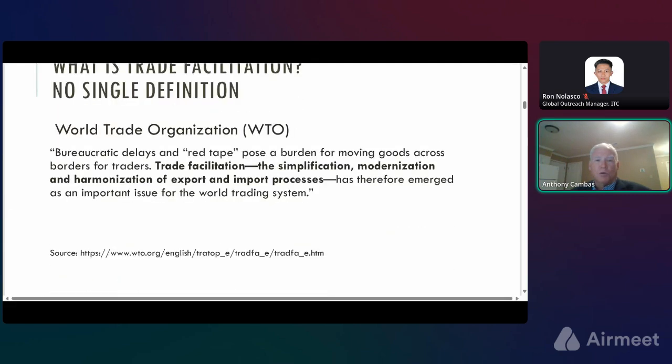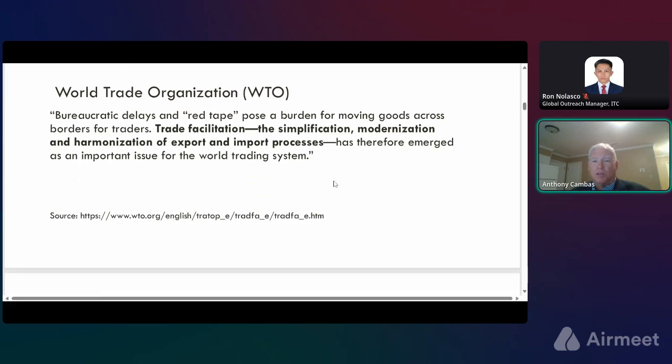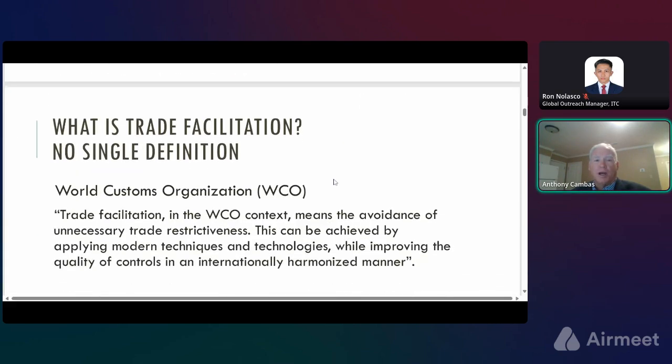So, the World Trade Organization is referring to trade facilitation, or here's a commentary on it. Bureaucratic delays and red tape pose a burden for moving goods across borders for traders. Trade facilitation, and I highlighted this part, the simplification, modernization, and harmonization of export and import processes has therefore emerged as an important issue for the world trading system. So the emphasis, once again, on harmonization, modernization, and making things more agile.